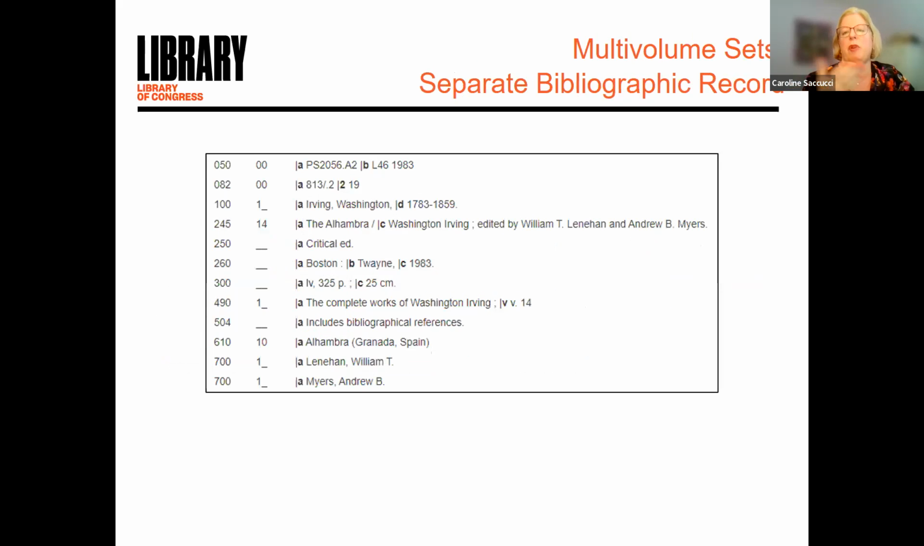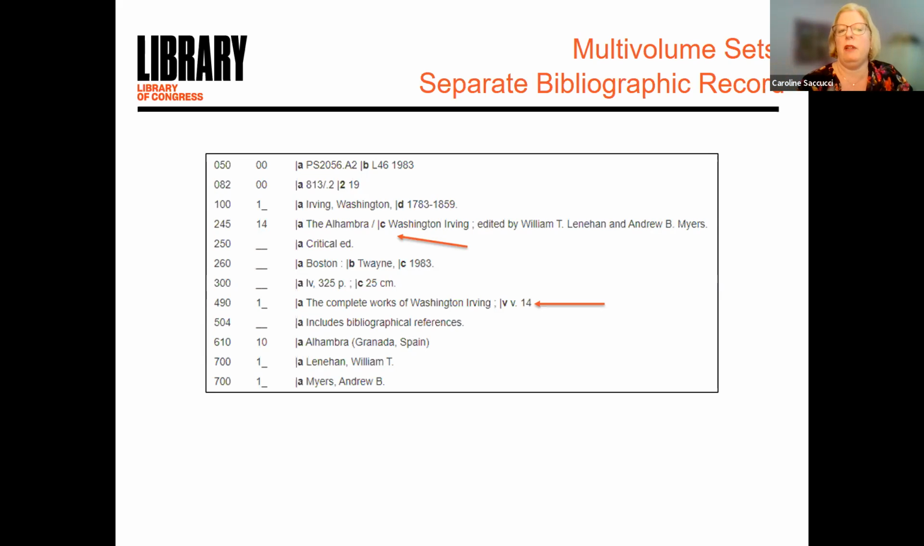Now, another example is a separate bibliographic record. In this case, we have the Alhambra by Washington Irving, which happens to be one of the volumes in the complete works of Washington Irving, volume 14. This is a really good example of something that's part of a multi-volume set that is on its own individual bibliographic record and has its own distinct title, because there's only a finite amount of works for Washington Irving. There's not going to be more than the complete works. So the complete works, there might be 15, 16, 35 volumes, who knows? This is volume 14 of it.